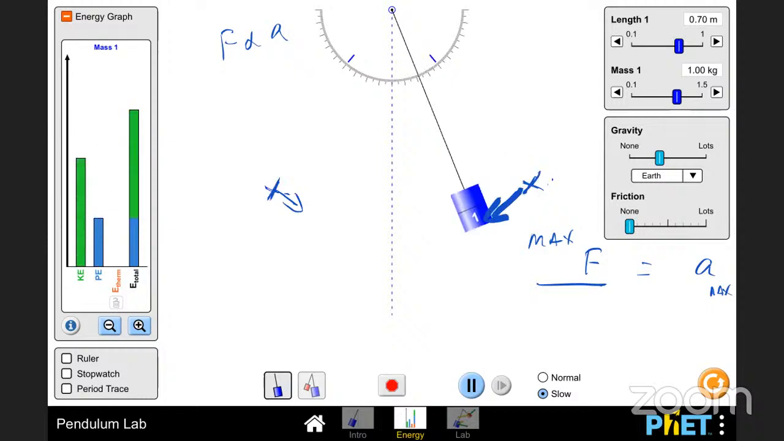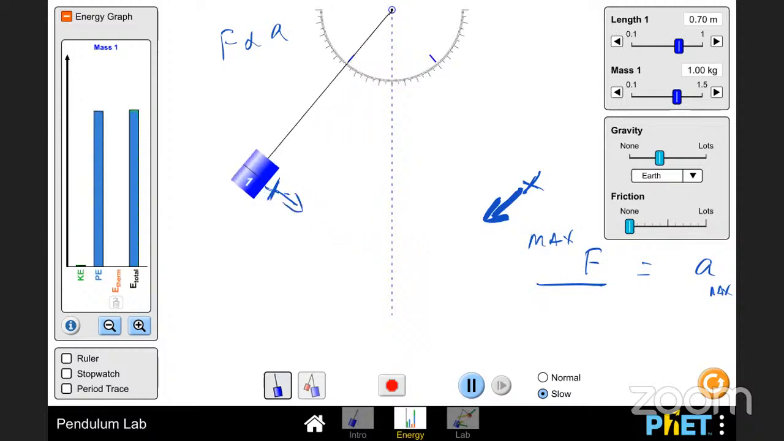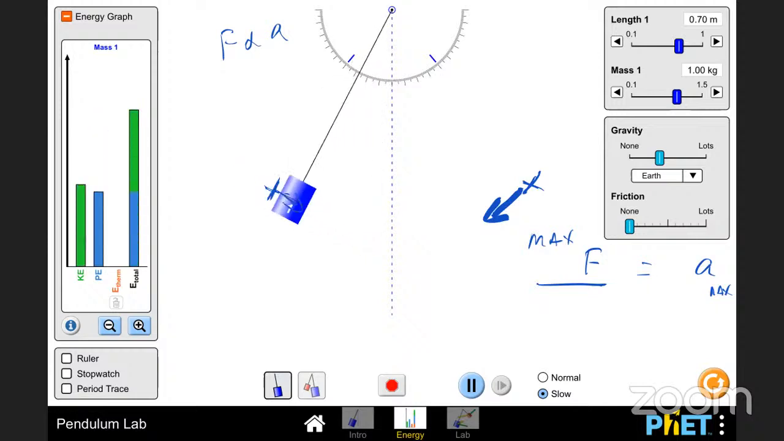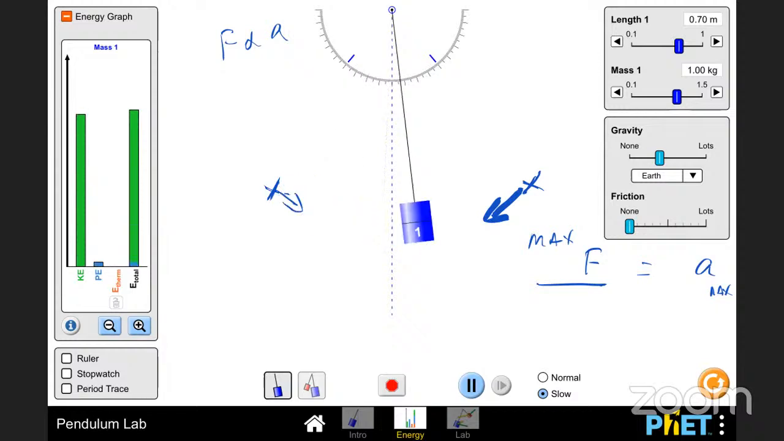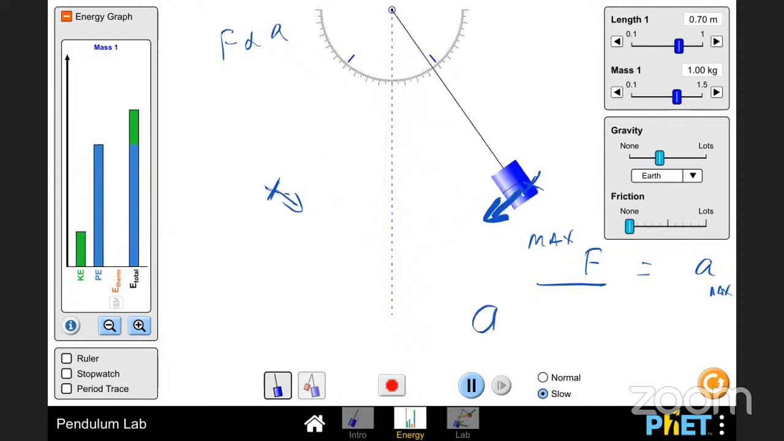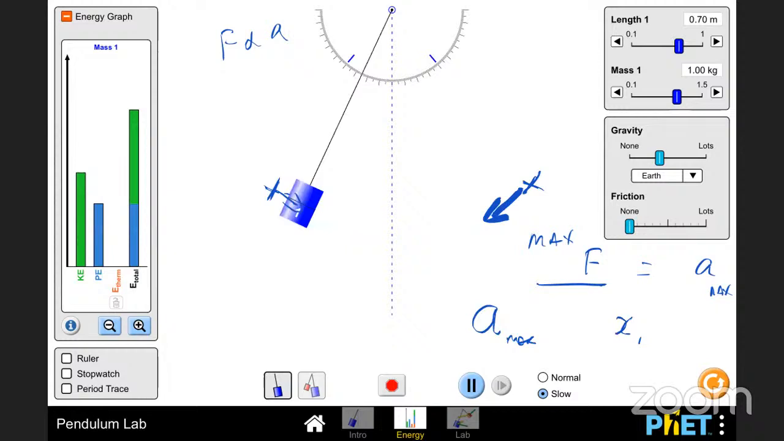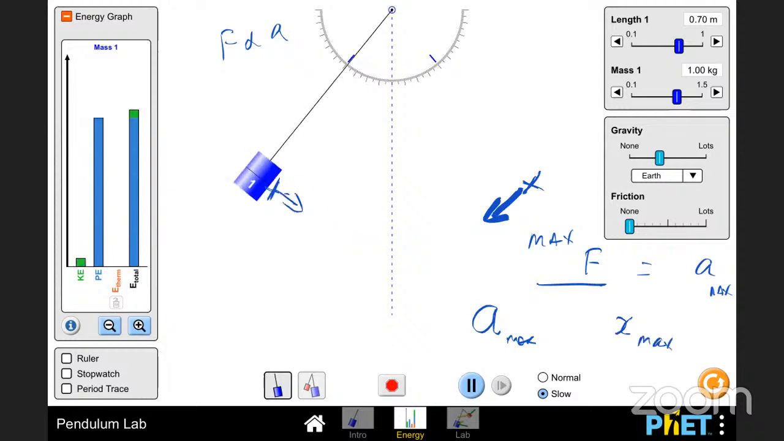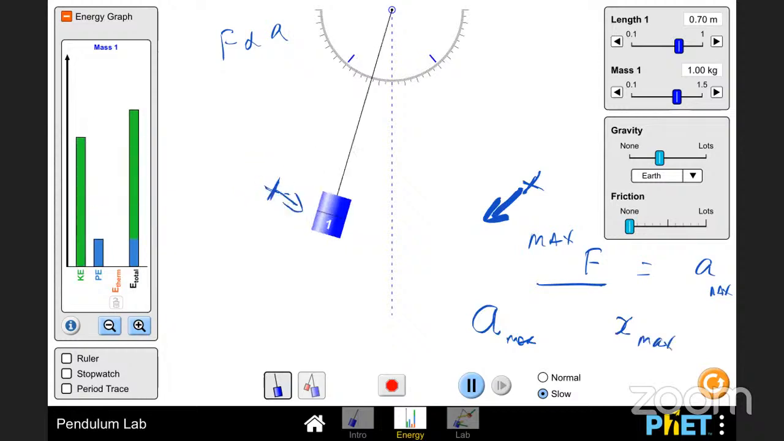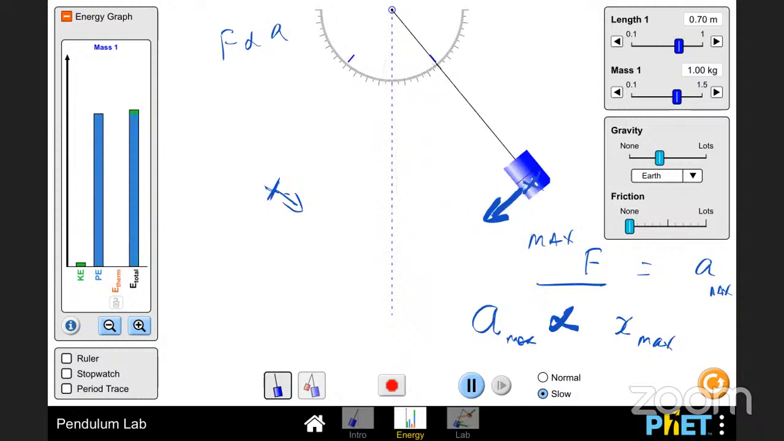What else is maximum at that point? Potential energy and one more thing: the maximum amplitude. So acceleration is maximum at that point, and displacement is maximum at that point. So they appear to be directly related or inversely related? Directly. What about in the middle here?